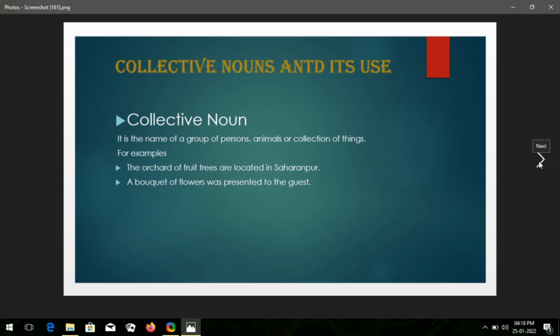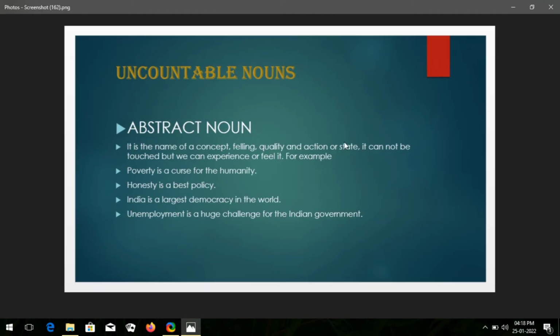Today we have been covering the basic things, you can call it basic grammar, and the very first topic, the noun. Now let's talk about the uncountable noun. These are the uncountable nouns. As I told you earlier, nouns are divided broadly into two categories. The first one was countable and the second one is uncountable nouns.